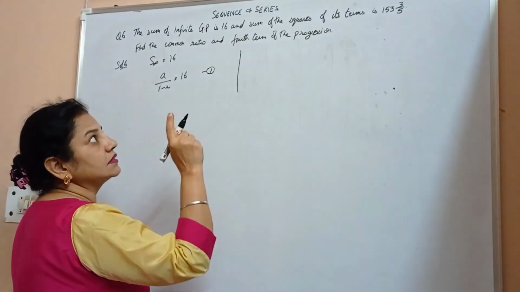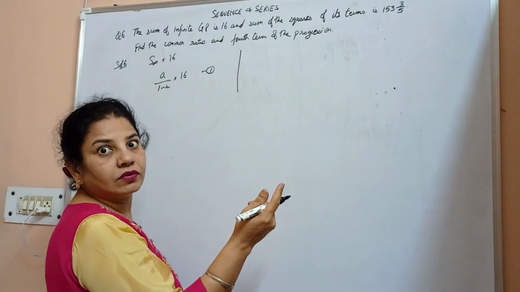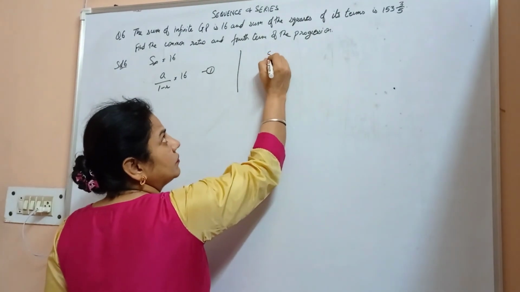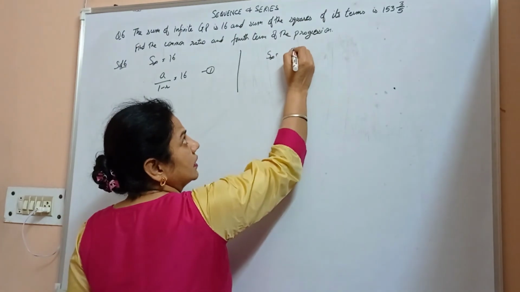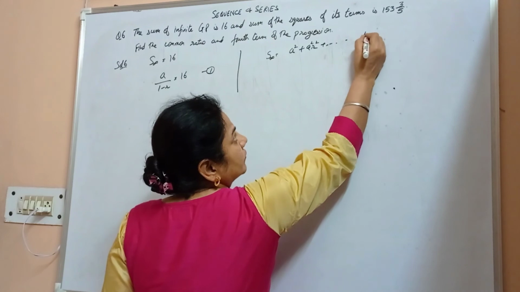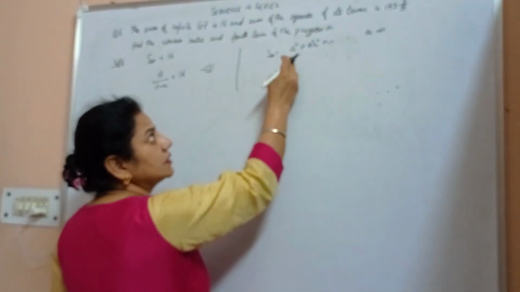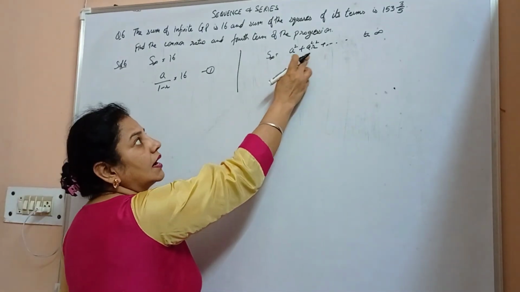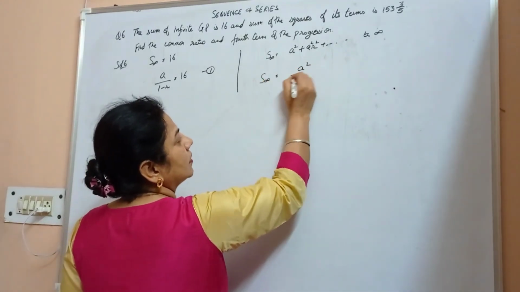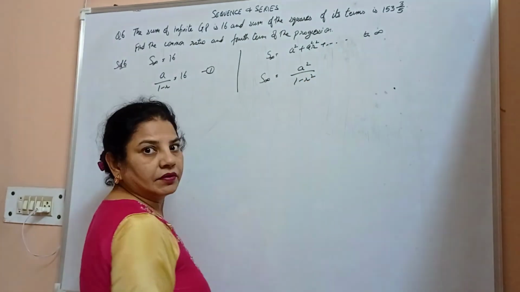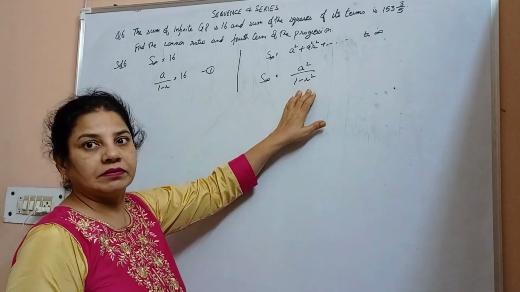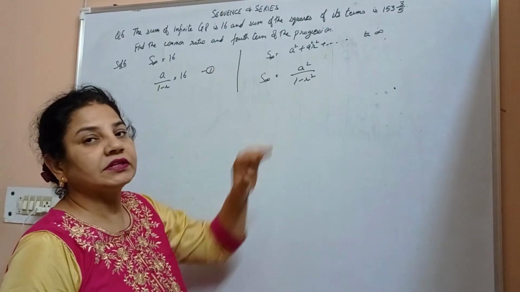Secondly, it says the sum of squares of the terms, that means to infinity, that we have to calculate. The terms are a square plus a square r square and so on to infinity. In this case, our first term is a square and the common ratio is r square. So the sum to infinity is given as a square upon 1 minus r square. And this is equal to 153 3 by 5.